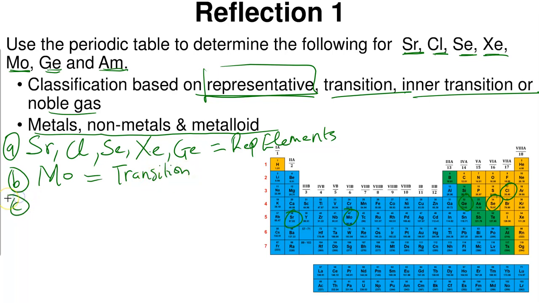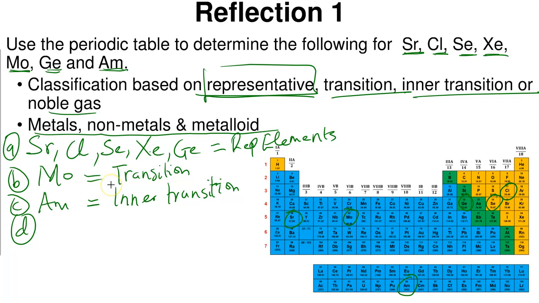And then C, that's the only transition that I have there. Americium is an inner transition. Let's look at it. Americium here is an inner transition element. So Am is an inner transition element. Then what else? Okay, let's see.